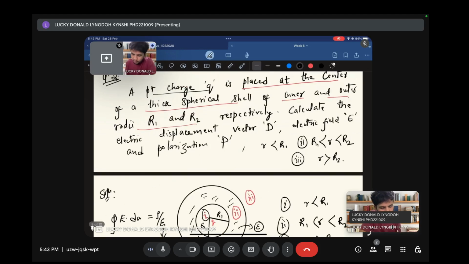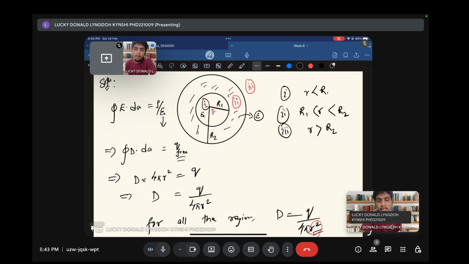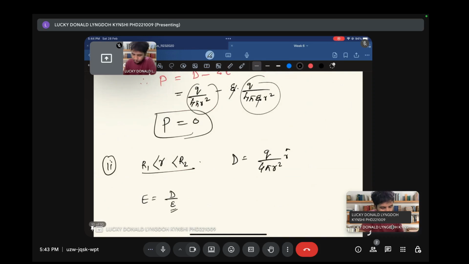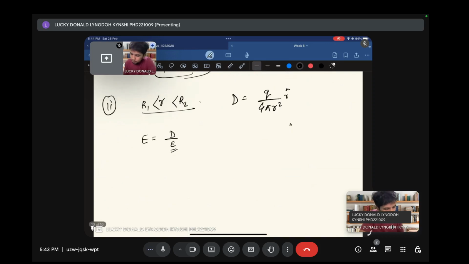It is a thick spherical shell of inner and outer radius R1 and R2, and I forgot to mention, with permittivity epsilon. So in region 1 you have the vacuum permittivity, but in region 2 you have a permittivity given by epsilon. In vacuum you have E is equal to D by epsilon naught, right? In a non-vacuum, E is equal to D divided by epsilon.